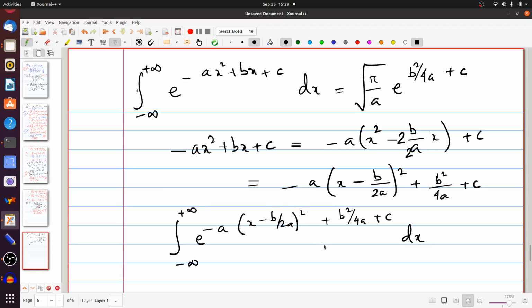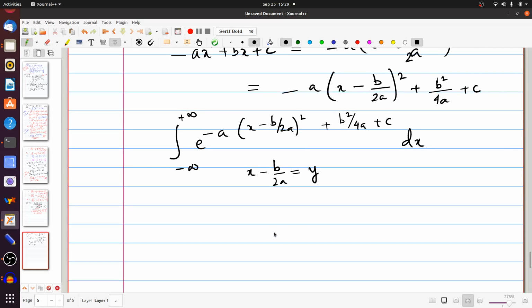And the next step that we use is just say that if you shift the variable from x to x minus b by 2a, so you change your variable from x to x minus b by 2a, which we can call, say, y, and this of course causes no change in the measure, dx is the same as dy, and you end up with the integral e to the minus a y square dy, apart from the e to the b square by 4a plus c, which is a constant which you can take outside.